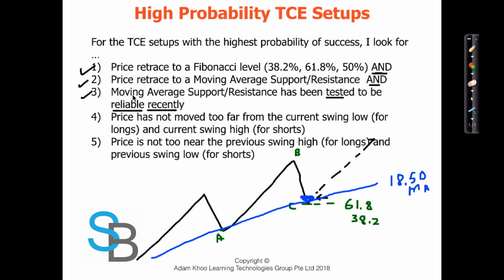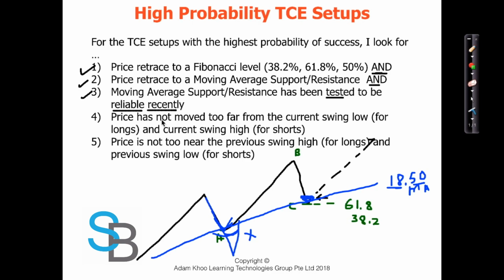Next, I also want to ensure that the moving average being bounced off has been tested to be reliable recently. In other words, if it's bouncing off the 50 moving average, I like to see that recently the 50 moving average has acted as a strong support. If this broke below the 50, then it is not as reliable a support. Similarly, if this is bouncing off the 50 moving average, I like to see that recently the 18 moving average was respected as well. It found support at the 18 moving average. It is not a must, but these are the best kind of trades to take.